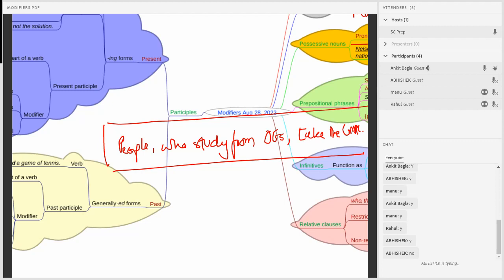And of course, by you, I mean the entire class, not just Ankit. Okay, I see an answer coming from Abhishek. Abhishek, would you like to walk us through your reasoning?